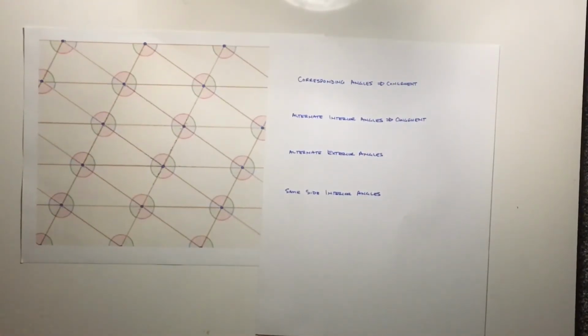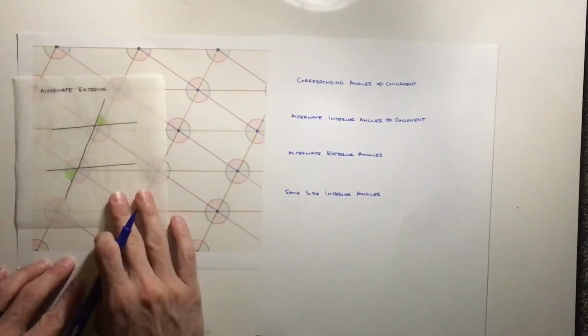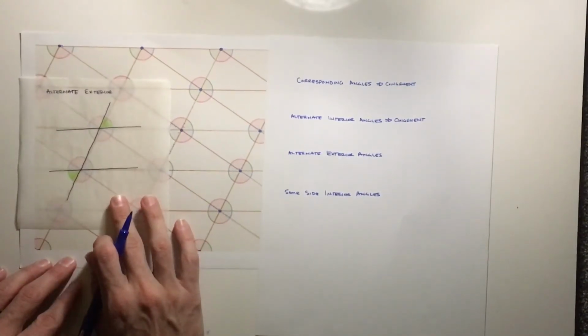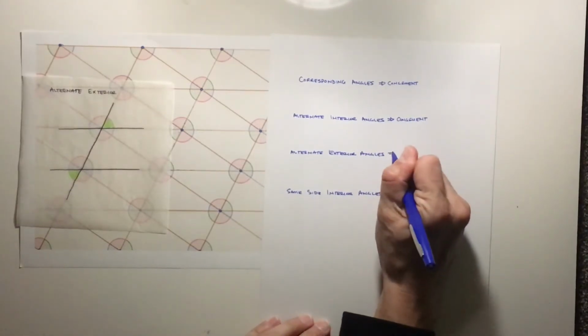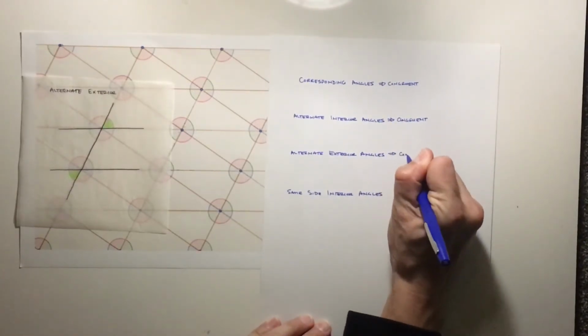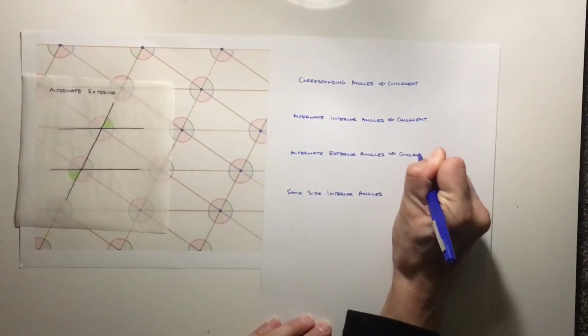Alternate exterior angles. Again, both green in color. Through a series of rotations and translations, it is the same angle of a triangle. When lines are parallel, alternate exterior angles are also congruent.